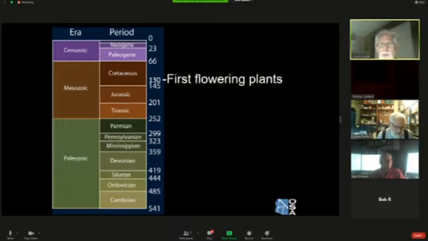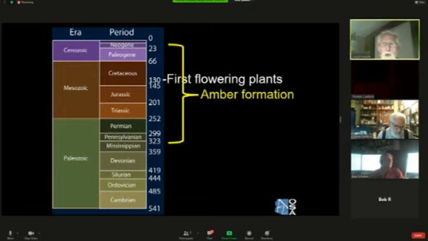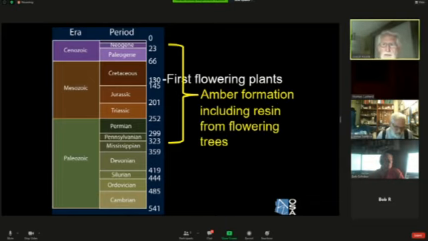And this is a major problem because the first flowering plants, supposedly according to the evolutionary time frame, arrived around 130 million years ago. However, amber formation is thought to have occurred anywhere from some 230 or 20 some to 320 some million years ago. So there's this problem of this 100 years of amber from trees with flowers before flowers are supposed to have evolved upon the scene. So this is a significant problem for the evolutionists' time frame.